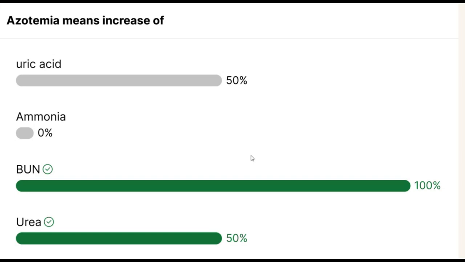Azotemia is related to the blood BUN and the urea mainly, not uric acid. So I think this is very important. She brings this question every year, so I thought I would include it here. So azotemia: BUN and urea, not ammonia and uric acid. Uric acid does accumulate, but it's not a nitrogen waste as it's included more in another pathway, the xanthine and hypoxanthine pathway.